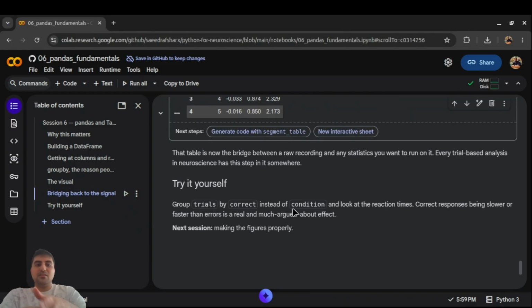So basically, DataFrames for anything with rows and columns, describe to check what you have been handed. Filtering to select, and groupby for splitting and summarizing is what we've been discussing all this session. The exercise at the bottom, try it yourself, is a good one actually. Group trials by whether the answer was correct, and by condition, which we actually did, and look at the reaction time, see what happens.